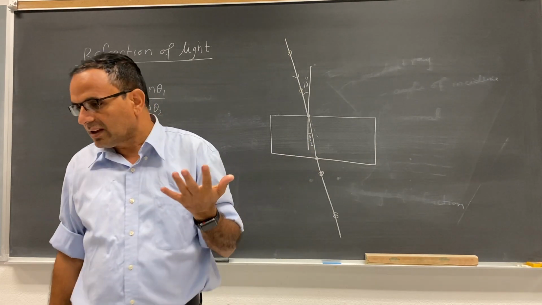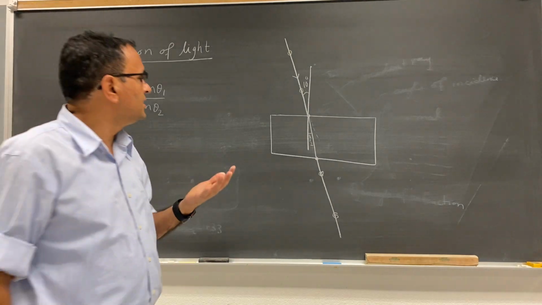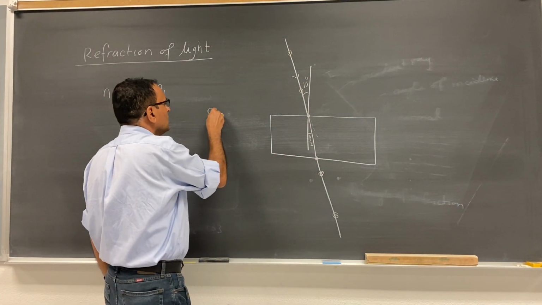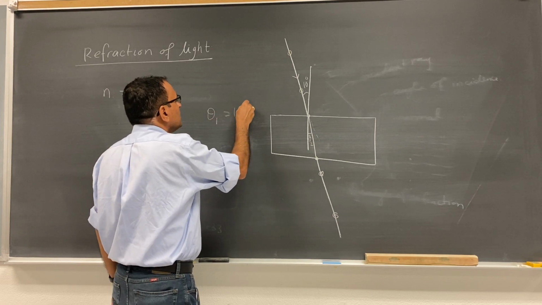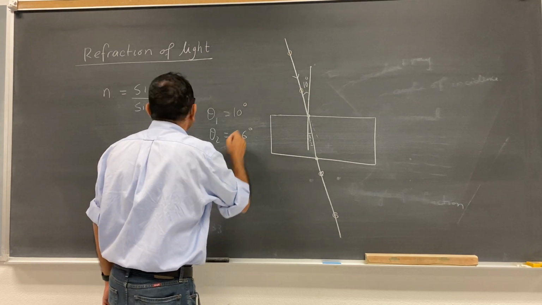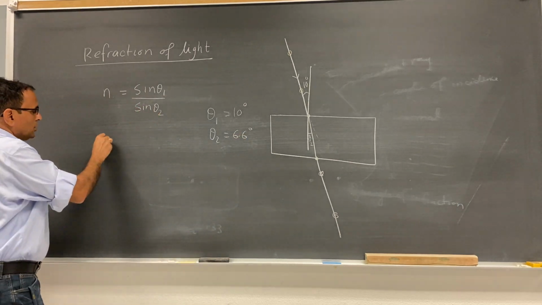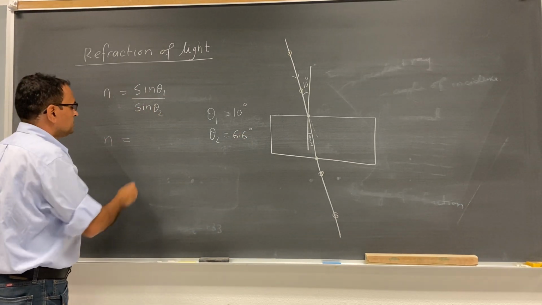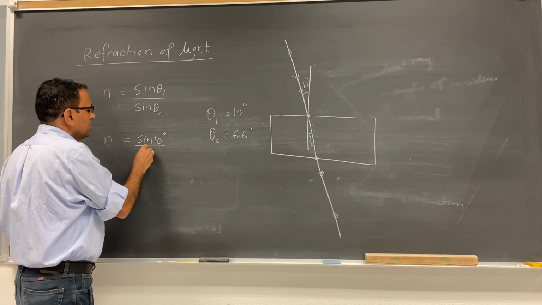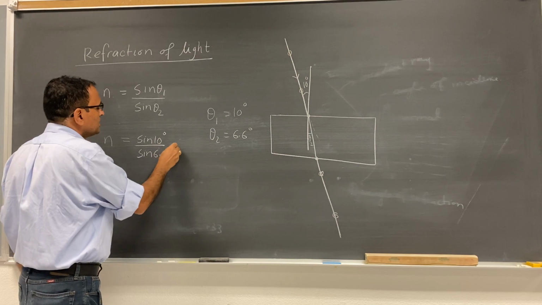In my case, I get 6.6 degree this angle. Theta 1 is 10 degree, my theta 2 is 6.6 degree. Now what happens is, I have to calculate the n. N is sine 10 degree divided by sine 6.6 degree.